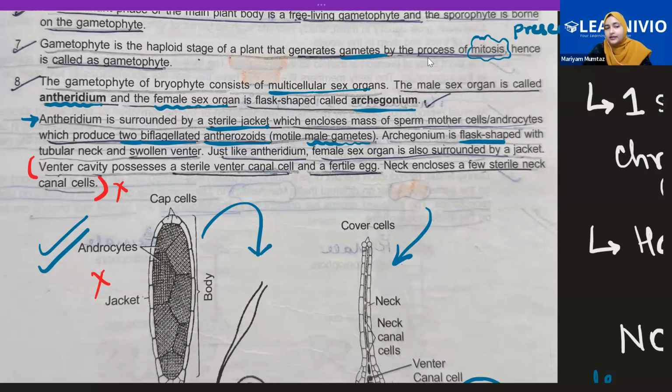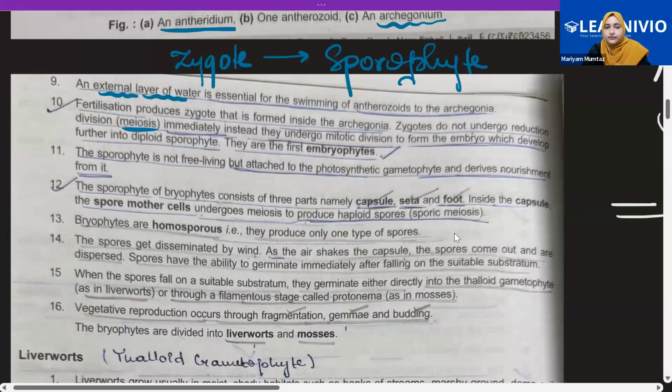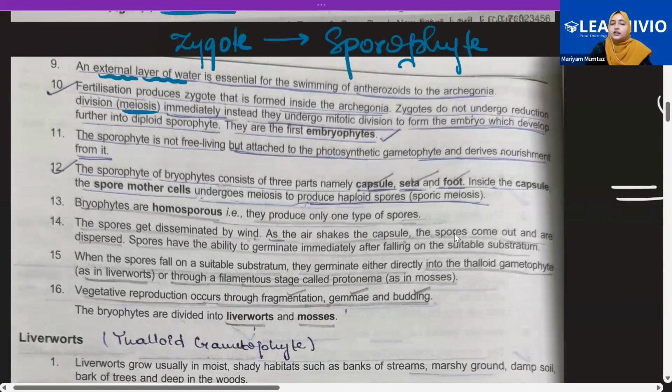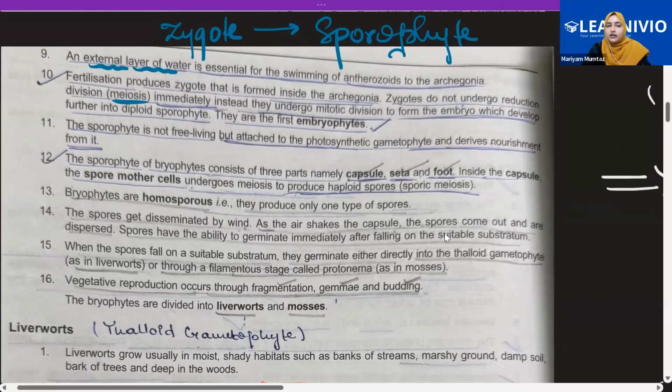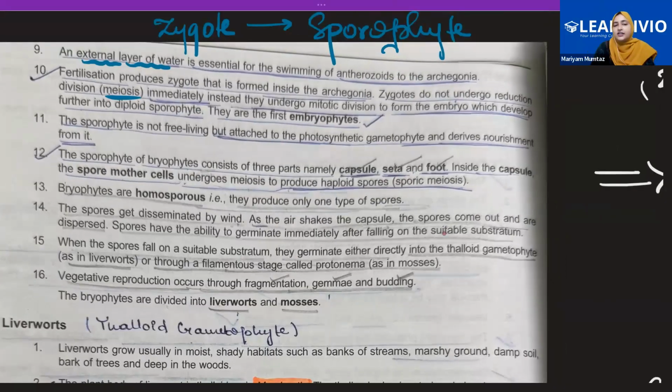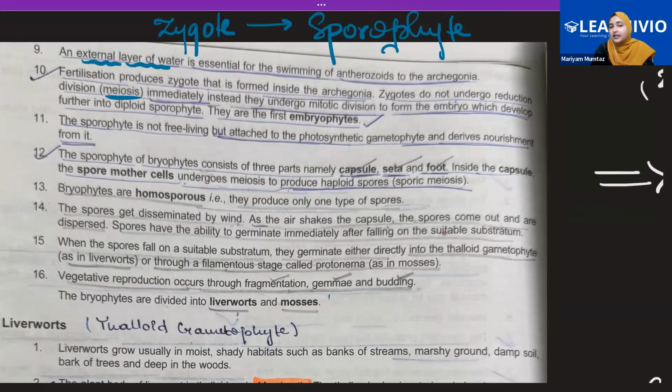Now, the antheridium prepares the antherozoids, whereas the archegonium forms the egg cell, right? Which is the fertile egg, the female gamete. Now, furthermore, for the transportation of the gametes, in order for the fusion to take place, water is very, very important. So fertilization produces the zygote that is formed inside the archegonia.